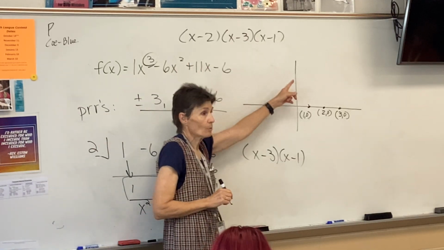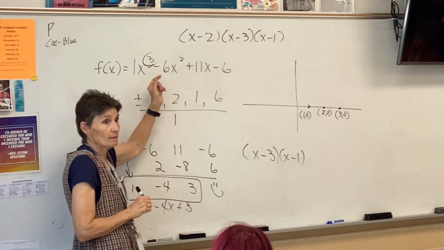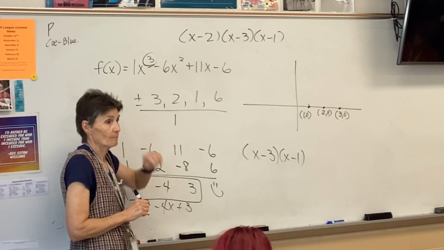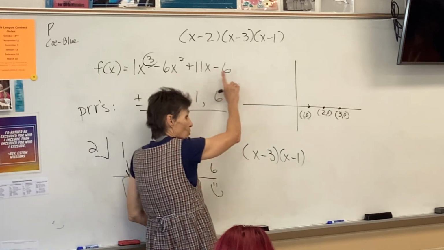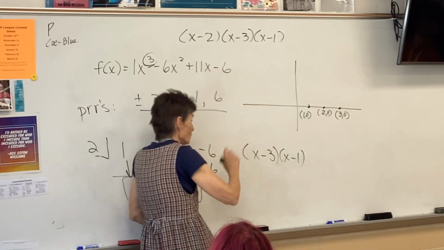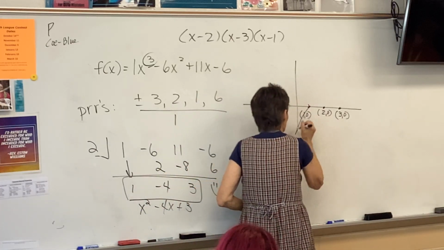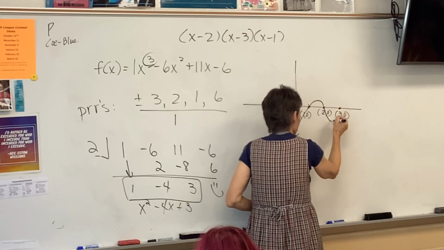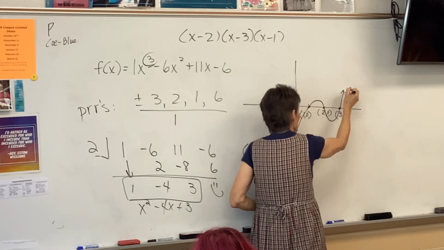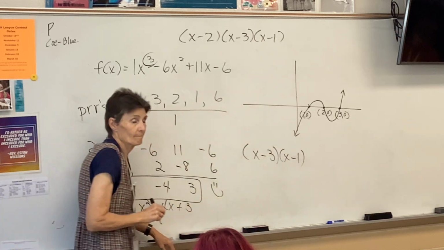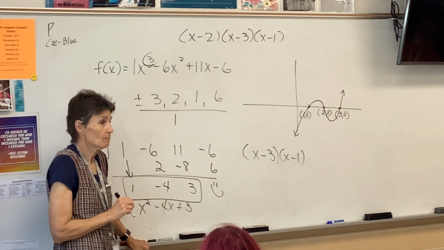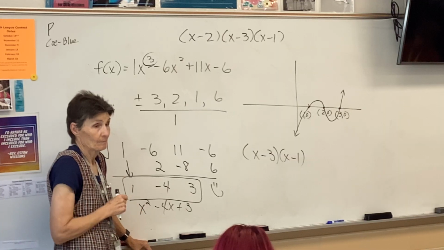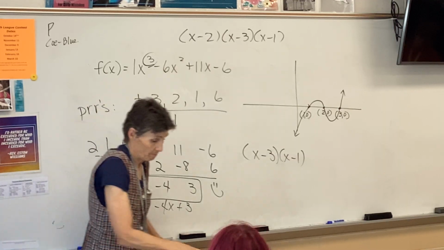How many x's do I have? 3. 3 is odd. Where do odds start? Down. Is anything squared? No. So we just start down here, and then we go through and connect. Go through and connect. And there we go. That's a lot, all in one problem.